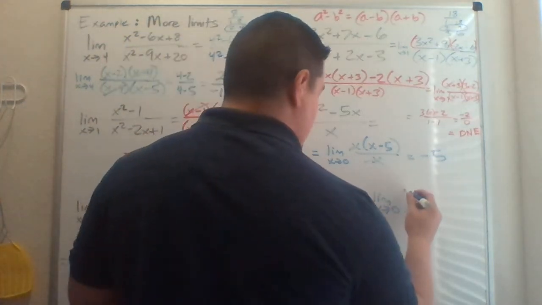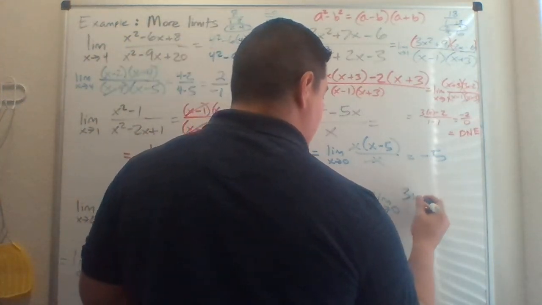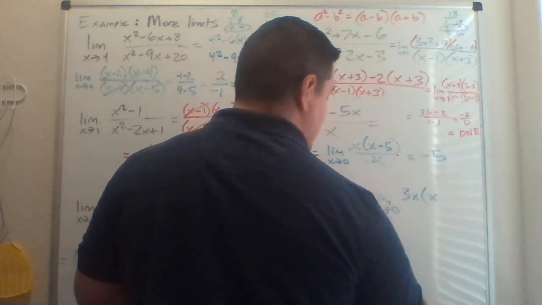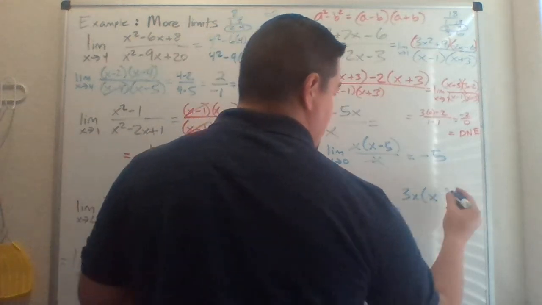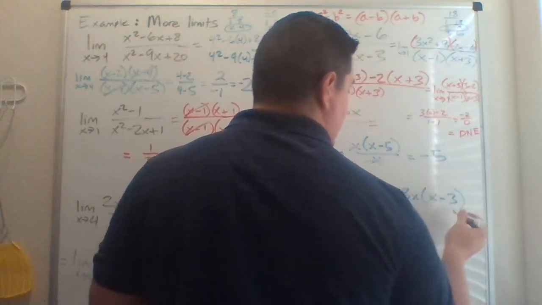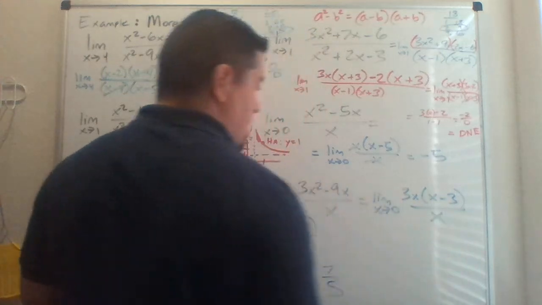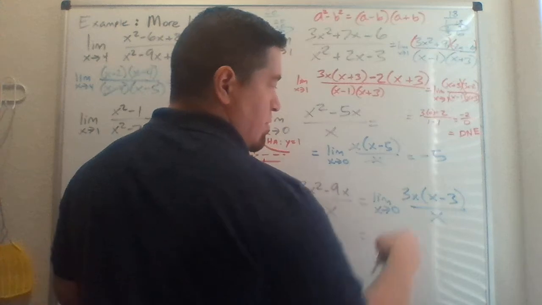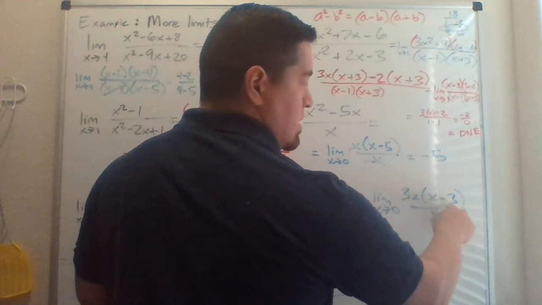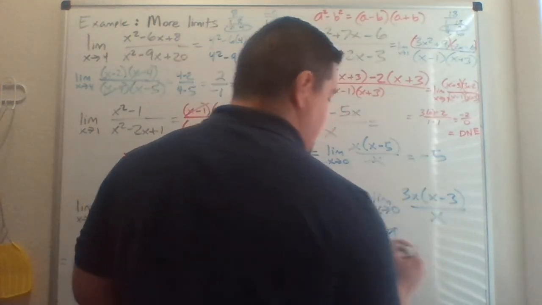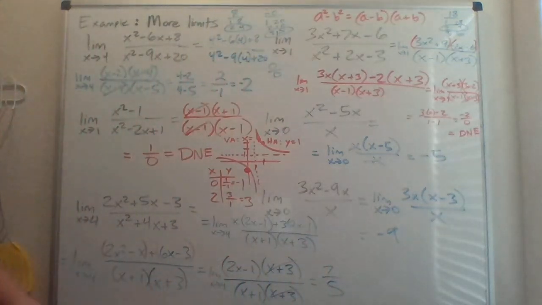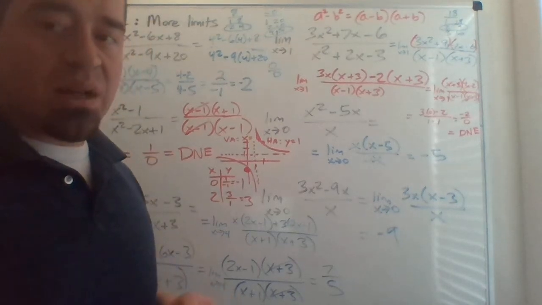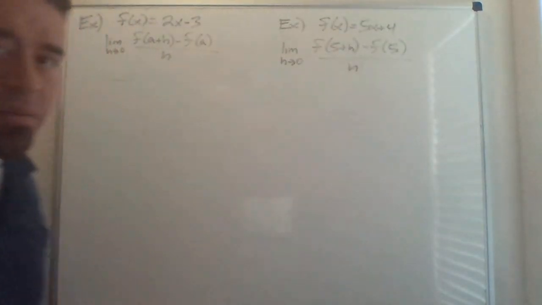We'll try to factor. So it's going to be 3x, and 3x squared divided by 3x will give us x. Negative 9x divided by 3x gives us -3. Over x, you'll notice the x's cancel, and now we can plug in 0. 0 minus 3 is -3. 3 times -3 is -9. Okay, so that would be your answer there. So good start so far, and we'll go do the last couple of questions.